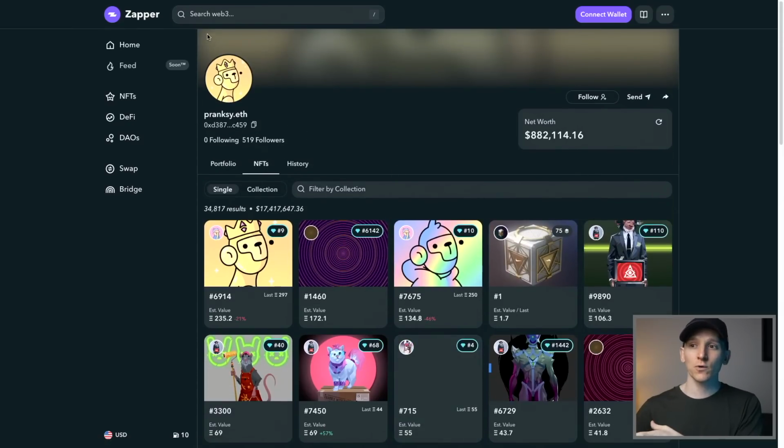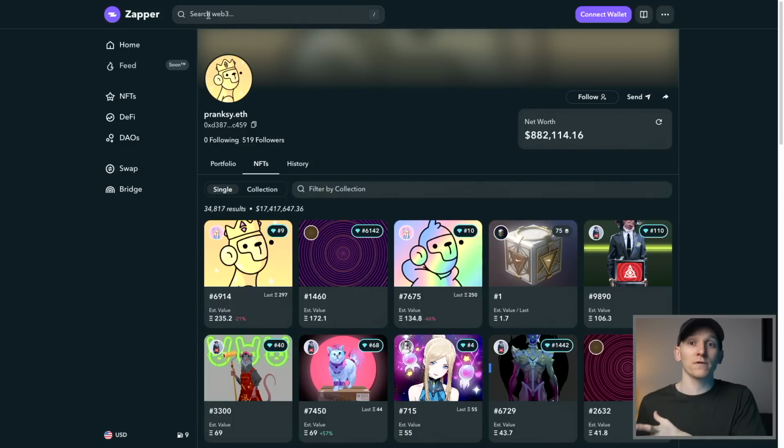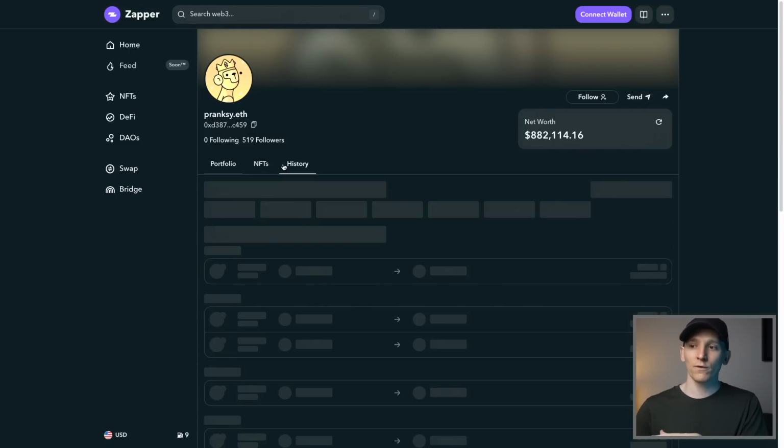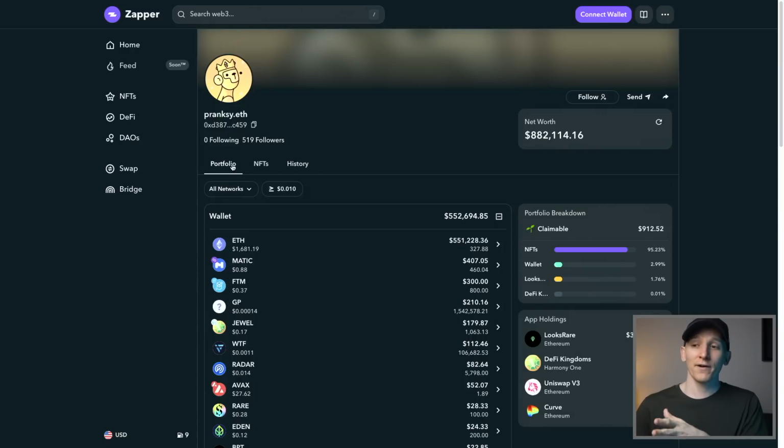Now, what you can actually do up in the search web 3 is if you know someone's wallet address, you can basically paste that in here and then you can see all of the stuff that they have laid out for you really simply. You can see their entire portfolio and all of their transaction history. So kind of fun to snoop on some popular accounts or maybe some other accounts that you might know.